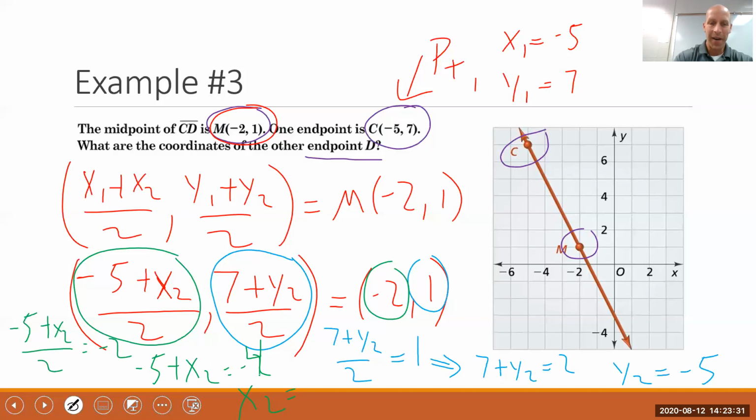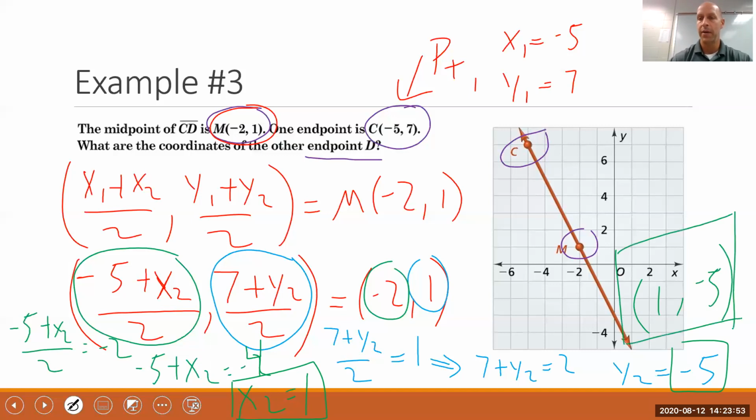If you want to move the -5 over to the other side, you have to do the opposite. So you add 5 to both sides. So -4 plus 5, that's going to be 1. So we got our x's and our y's. So the answer here is going to be 1, -5. Sorry, that was kind of rough there.